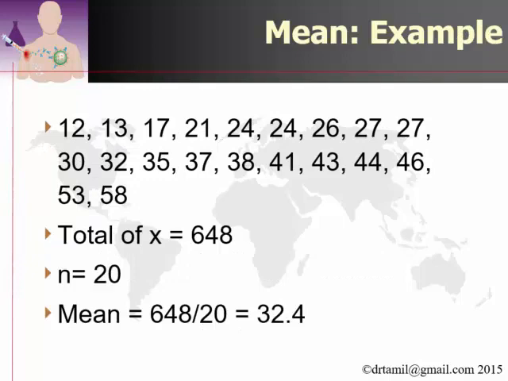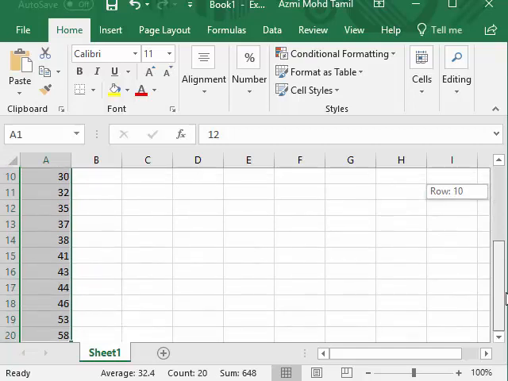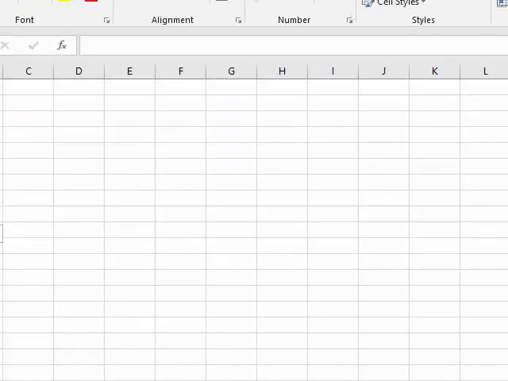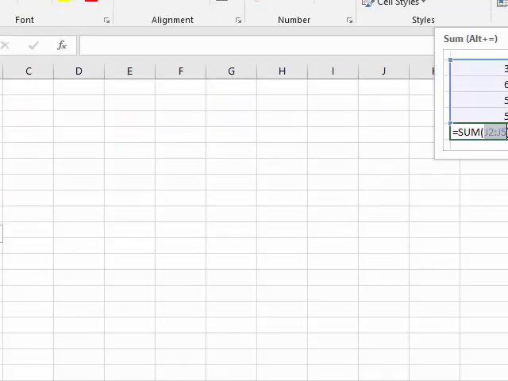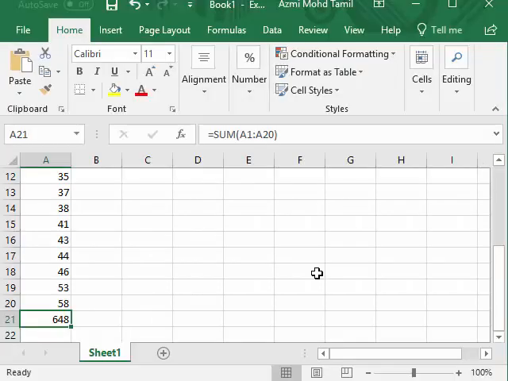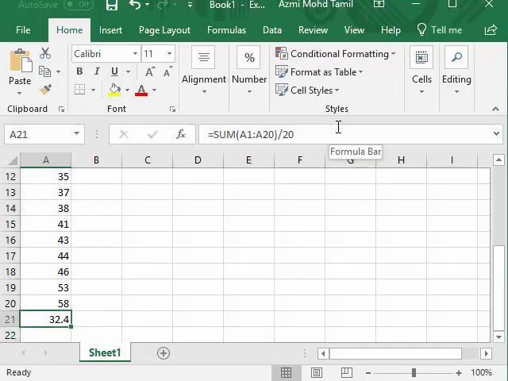Here's an example. So this is the data that we have. To get the average, it's very simple. Just get the total. To get the total, you have the auto sum command. If you make this larger, you can see at the right side there, we have the auto sum command. So auto sum, and how many data do we have? 20. So divide by 20. The value is 32.4.